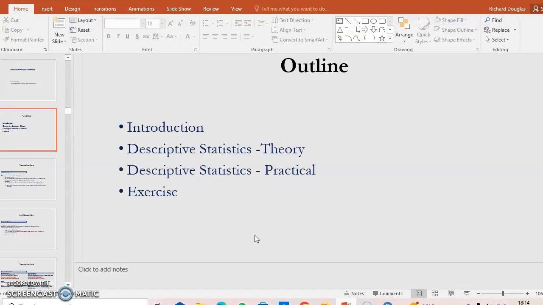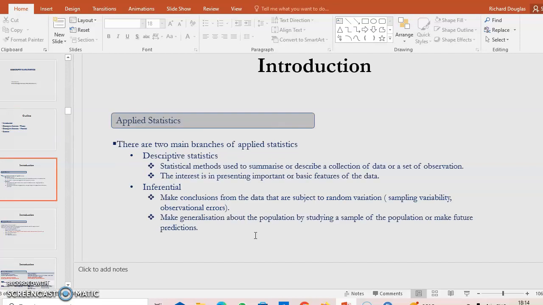Now, in this tutorial, I'm going to discuss the theory aspect of this descriptive statistics, as I've said, as well as the practical aspect of it, and try out some exercises based on the practical application.